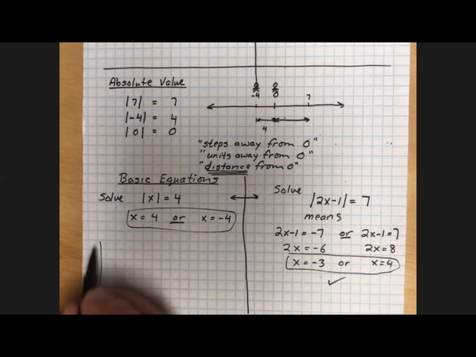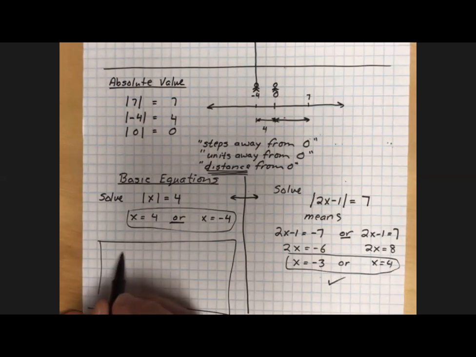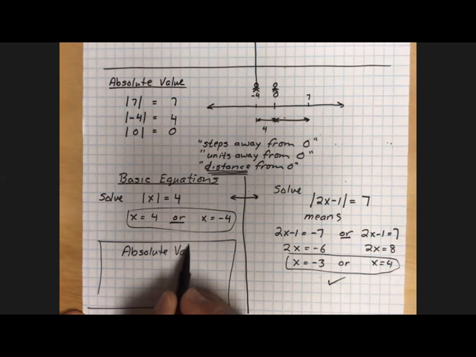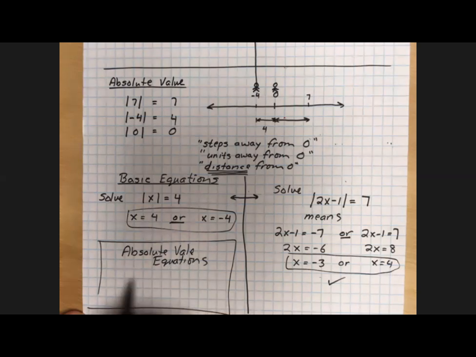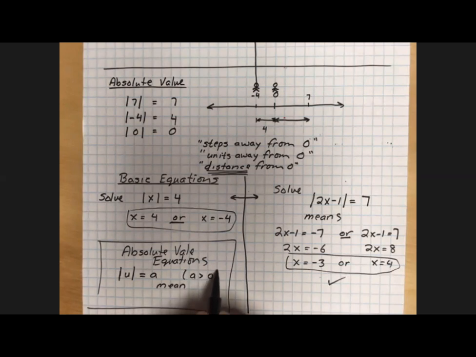So this is going to be your first general rule for absolute value equations. Anytime someone tries to make you solve, and let's just say, |u| = a, that means either that thing there is already equal to a, or that thing right there is -a.